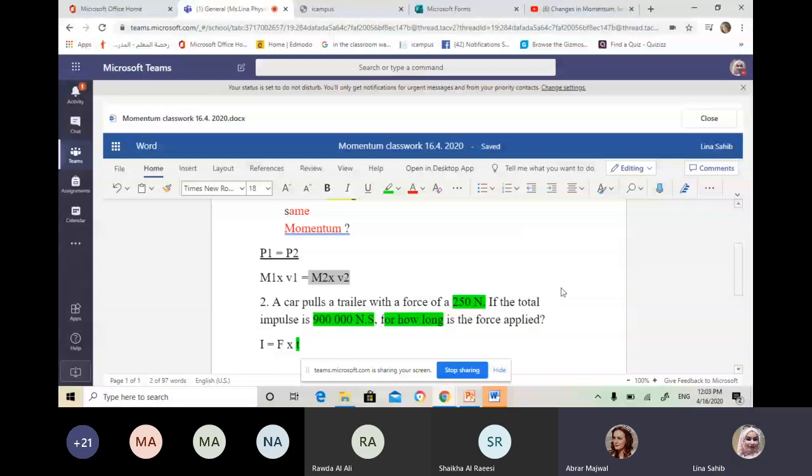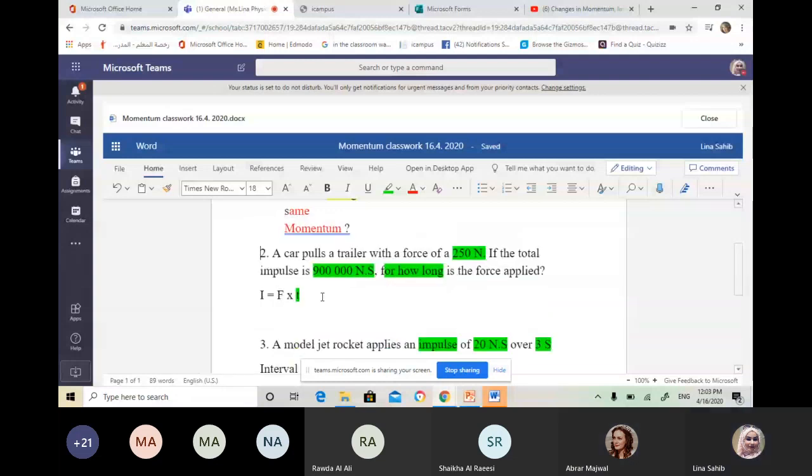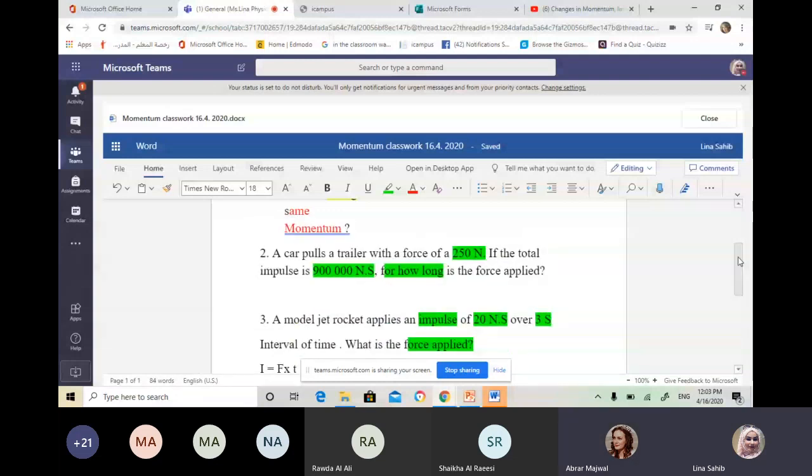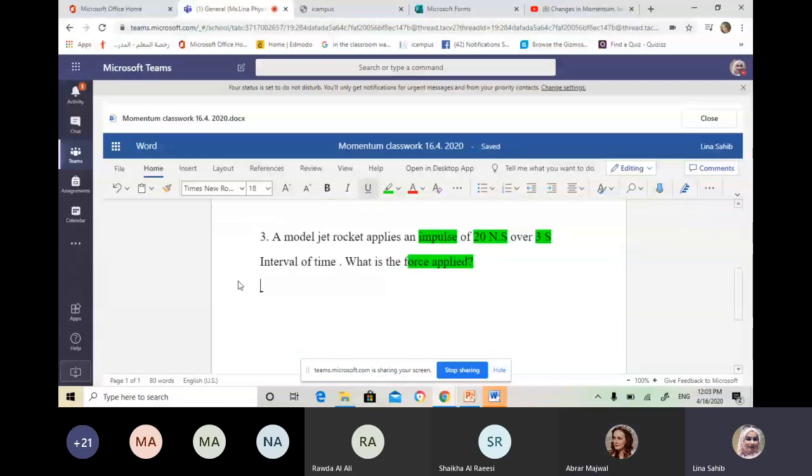No, why? If you didn't solve it, you will take zero. There's no excuse. I got confused, I don't know why. Because no one follows up. But from now on, you will follow up. So I will close it.